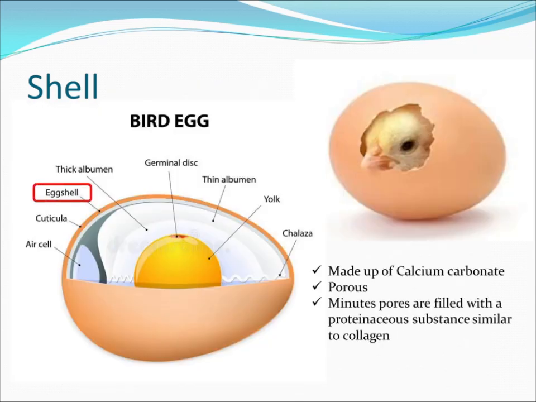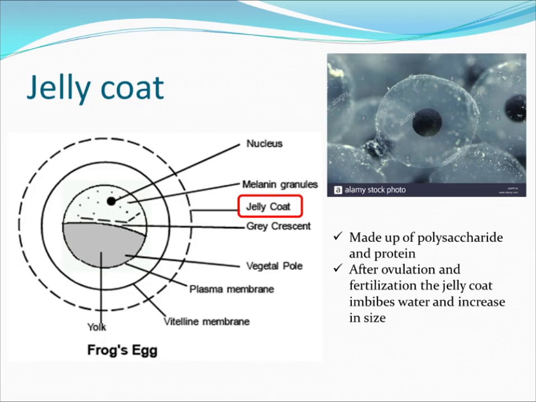Next is shell. Shell is the outer covering of eggs which are laid in land. It is formed of calcium carbonate. The shell is porous because it is having numerous minute pores, and these pores are filled with a proteinaceous substance which is similar to collagen.